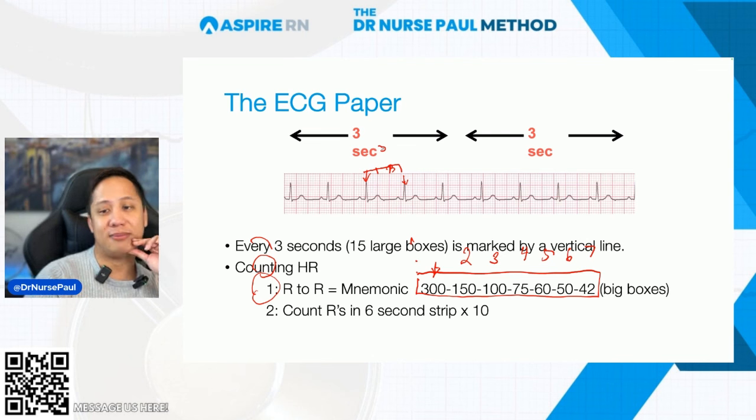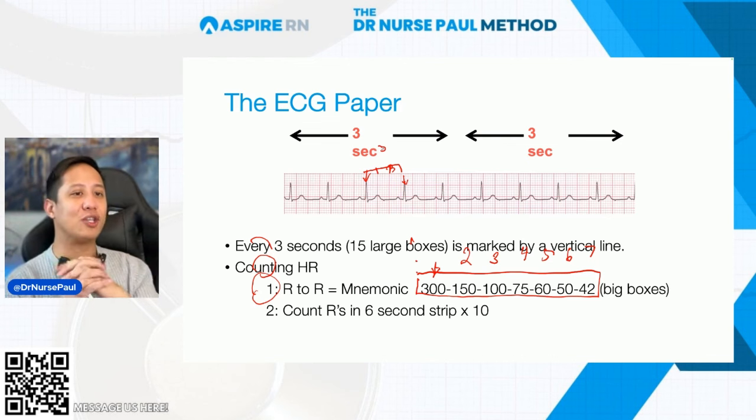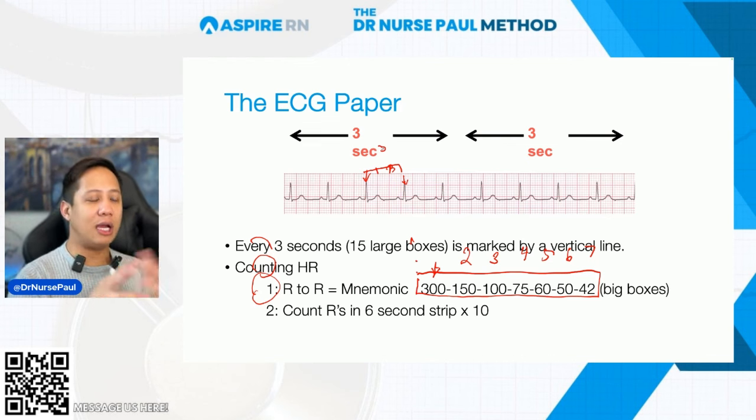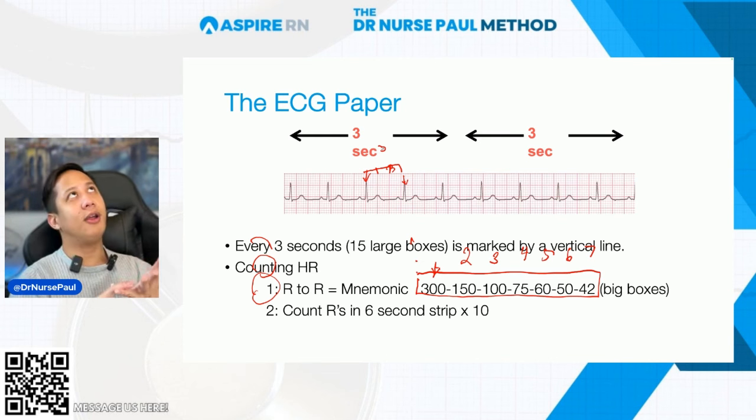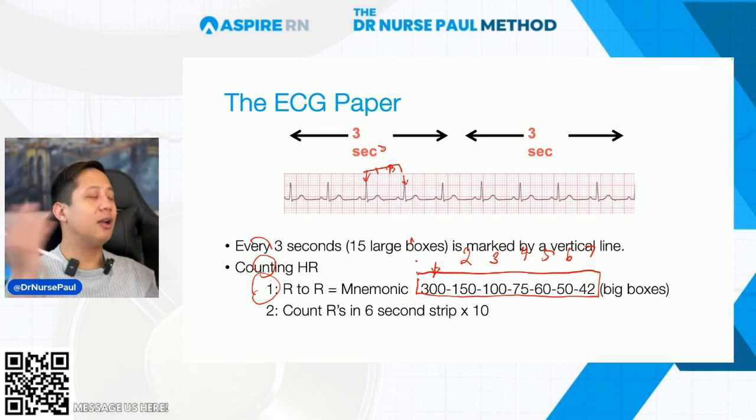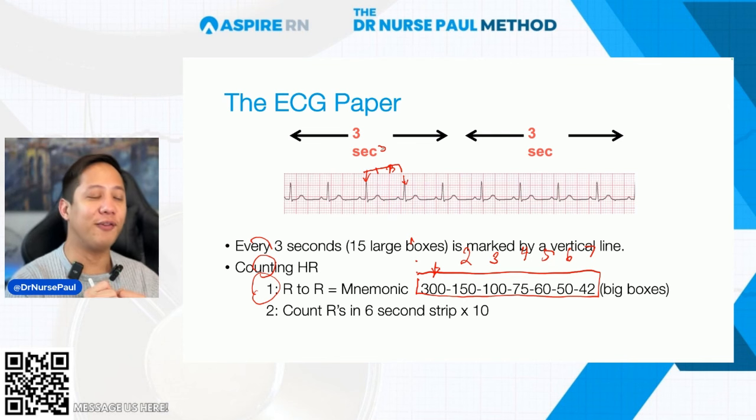Can you memorize them? 300, 150, 100, 75, 60, 50, 42, 35, right? Can you memorize them if you're in a high-pressure environment and your patient's having VTACs or AFibs, and you're like, five boxes, 300, 150, 100, 90, 80, hold on, 300, 150, 140, 130. Hold on. Guys, your patient would have been dead already, right? For me, the more you memorize, the more you forget. Agree? Yes or no?